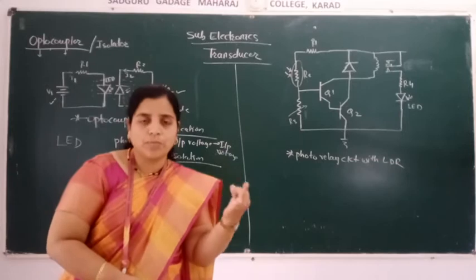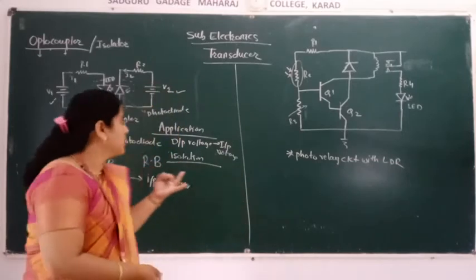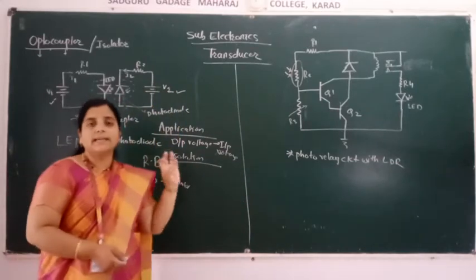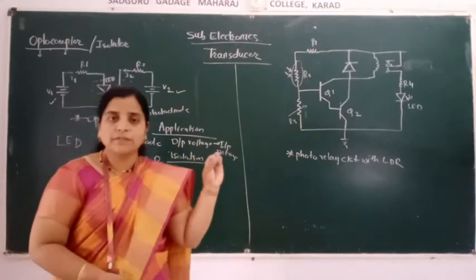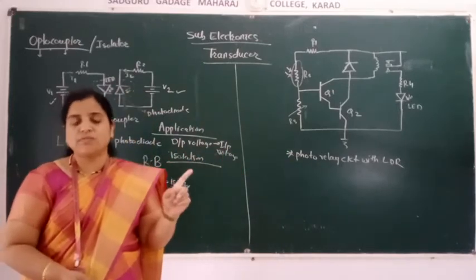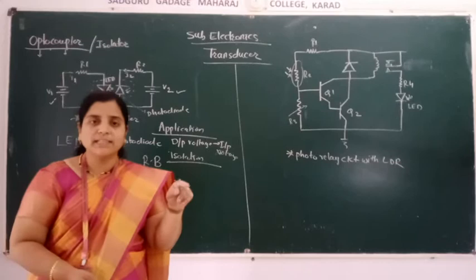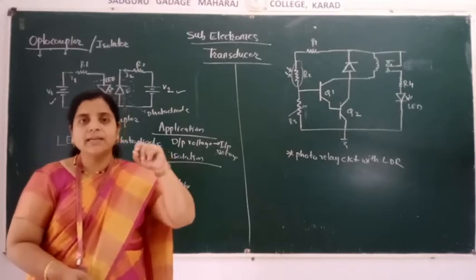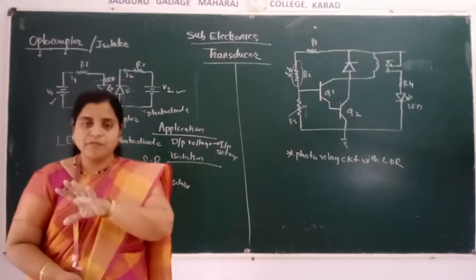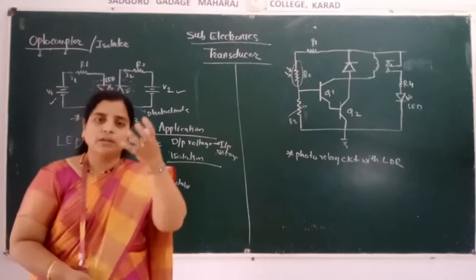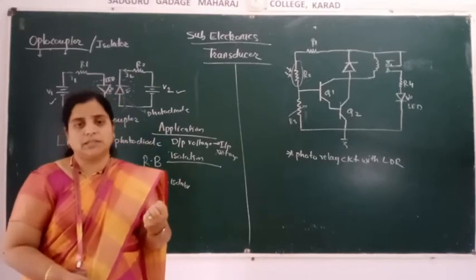is used, and one photodiode is used. When the LED is forward biased, that is, when positive is connected to positive, it is called forward bias. When voltage is given, the LED emits light, and that light falls on the photodiode, and the photodiode takes the reverse current.